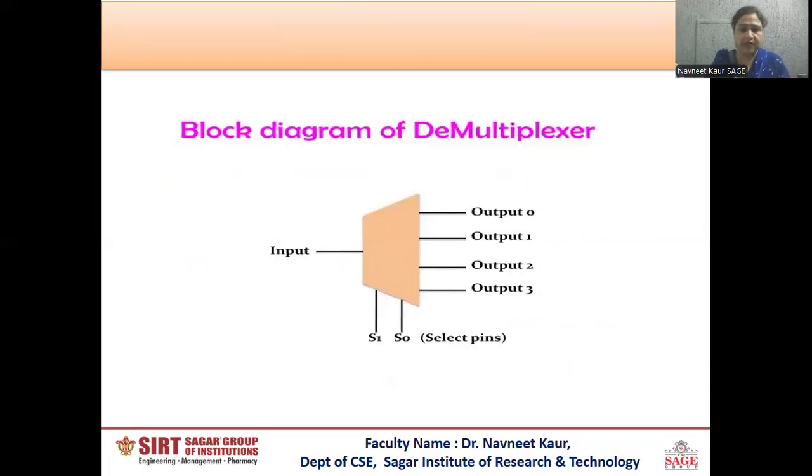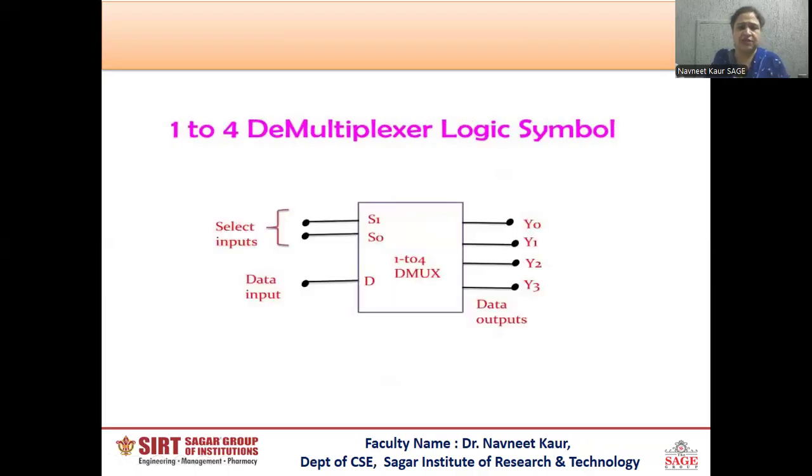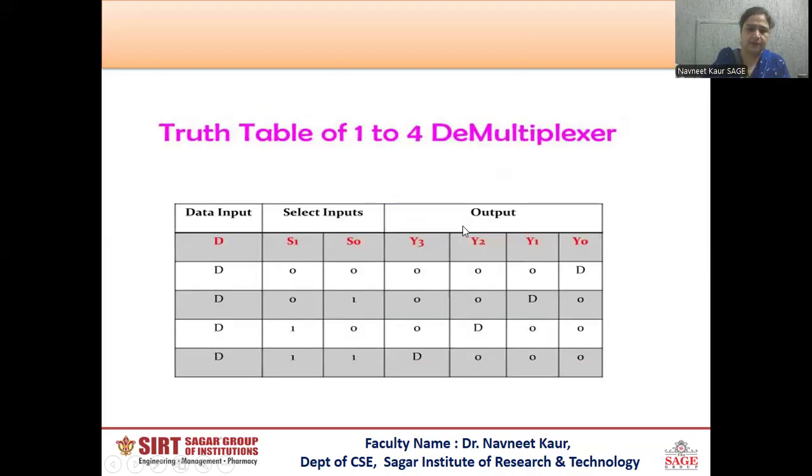Now, this is the block diagram of the demultiplexer. Here we can see we have a single input, whereas we have 4 outputs. Since there are 4 outputs, there will be 2 selection lines. For different combinations of these selection lines, different output lines will be selected. Now, this is the logic symbol for the 1 to 4 demultiplexer, with 1 data input and 4 data outputs. Since there are 4 data outputs, that is 2 raised to power 2, there will be 2 selection lines, S1 and S0.